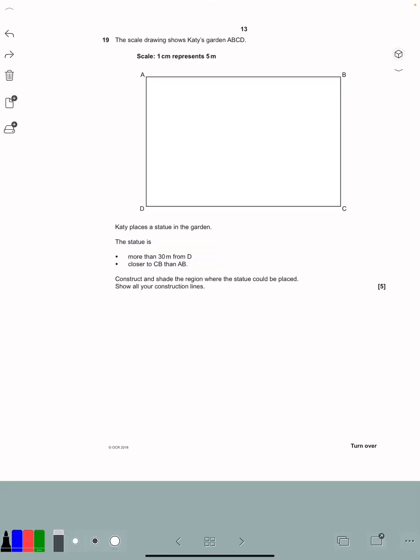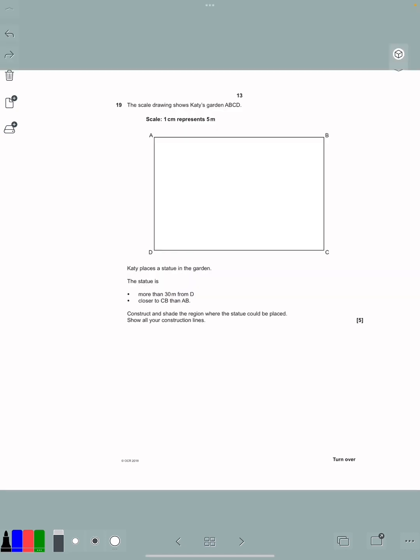The scale diagram shows Katie's garden ABCD. Katie places a statue in the garden. The statue is more than 30 meters from D, closer to CB than AB. Construct and shade the region where the statue could be placed. Show all your construction lines. So for a question like this, you're going to need a compass and you're going to be doing some bisectors.